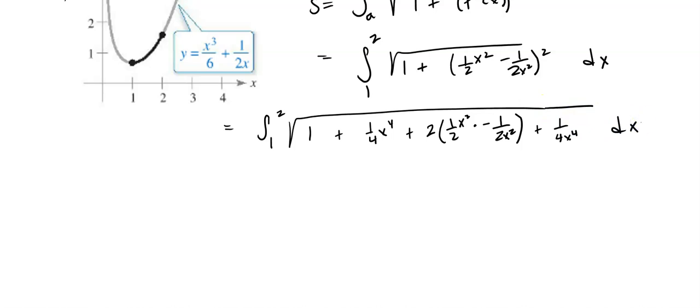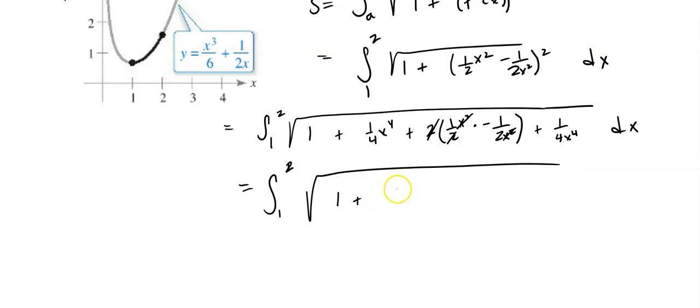When I FOIL that out, you can see a lot of stuff is going to cancel. So here I can cancel this 2, I can cancel this x squared. I get the integral from 1 to 2 of the square root of 1 plus 1/4 x to the 4th, this is going to be minus 1/2 plus 1/4 x to the 4th, 1 over 4x to the 4th dx.